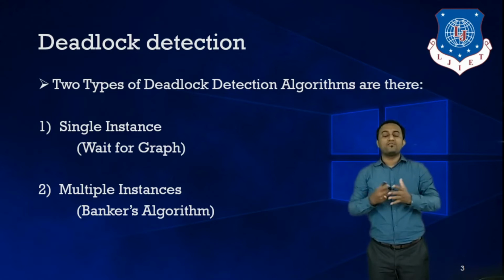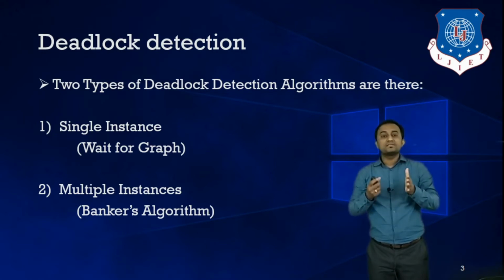As far as the single instance deadlock detection algorithm is concerned, that can be identified with the help of a wait for graph. So what is a wait for graph? A wait for graph is nothing but a variant of the resource allocation graph, or we can say an enhanced version of the resource allocation graph. So what is a resource allocation graph? We have already discussed in the deadlock introductory session what a resource allocation graph is. The resource allocation graph contains 4 different components, which we are going to discuss in a later slide. Keep these things in your mind.